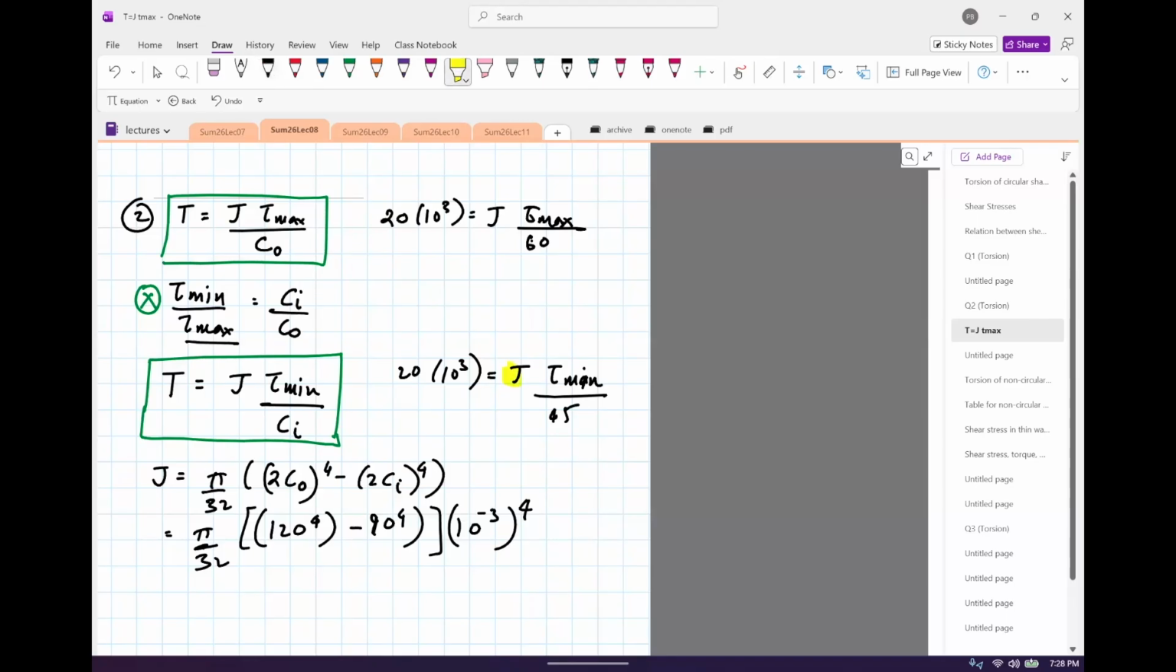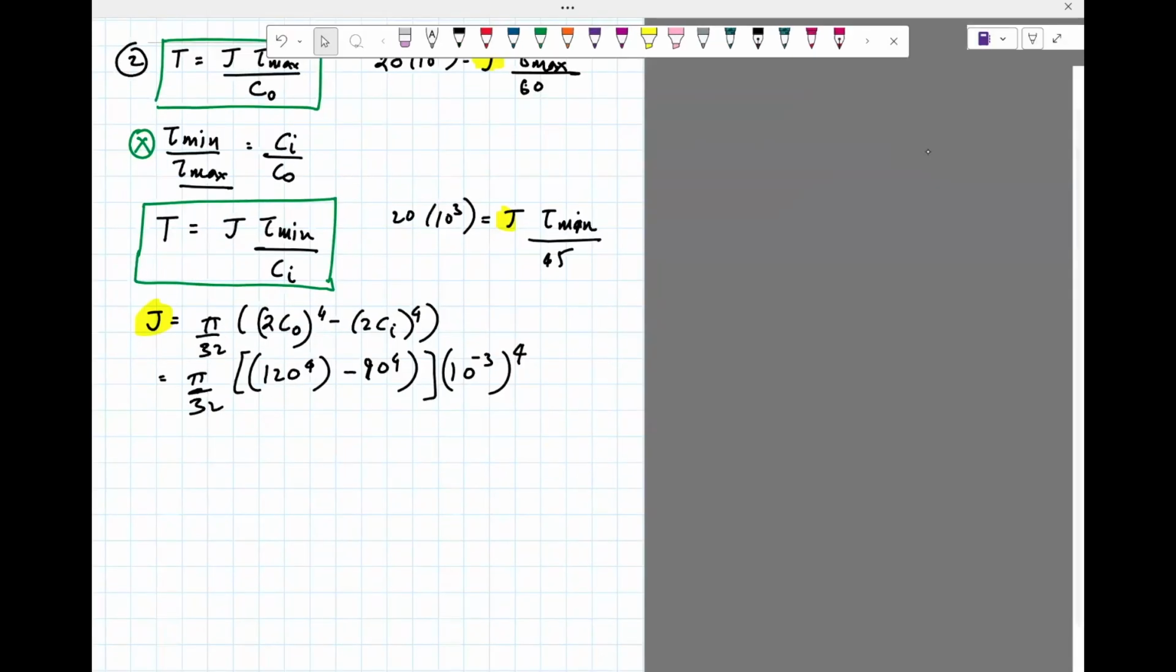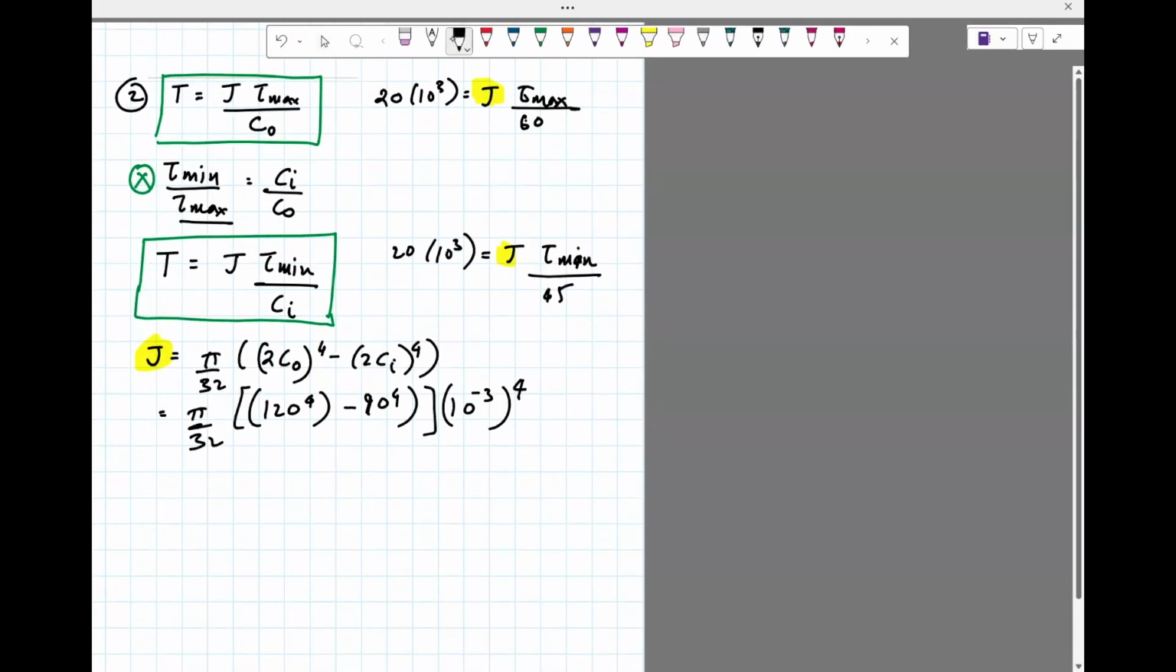And then of course, this has to be solved and subtracted. I don't think I have the answer for that. So I don't have the solution, or the final answer, for J, but I know what the tau max and tau min are. If you substitute J in the formula, you should get tau min equals 64.7 MPa and tau max equals 86.2 MPa.